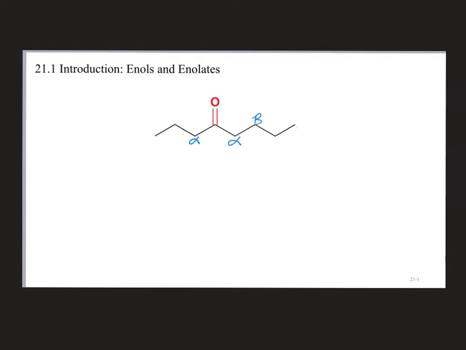We can also use terms beta and gamma, as well as delta, to describe carbons and their proximity to the carbon of the carbonyl. We specifically are going to be looking at the protons that are connected to our alpha carbons. From here on out, we'll call these alpha protons.